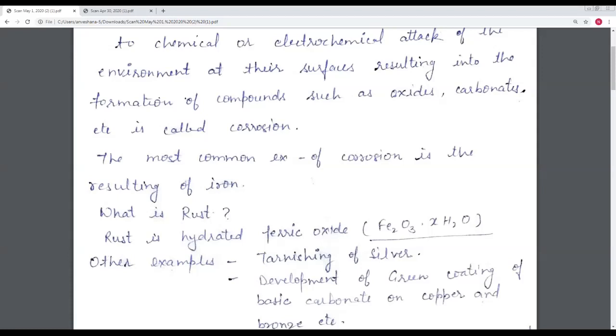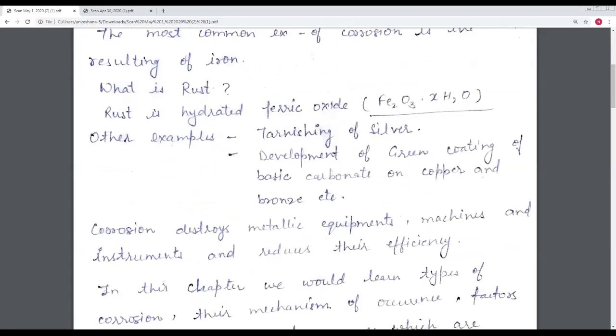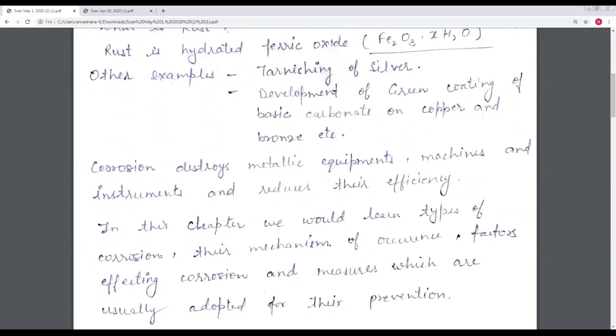And do you know another example of corrosion? Yes, the tarnishing of silver. जो चांदी हमारी खराब हो जाती है, काली काली पड़ जाती है, this is another form of corrosion. So the tarnishing of silver is another type of corrosion, and the development of green coating of basic carbonate on copper and bronze etc. जो उनके ऊपर हरी कोटिंग आ जाएगी कॉपर के ऊपर, वो भी हमारा corrosion ही होता है.